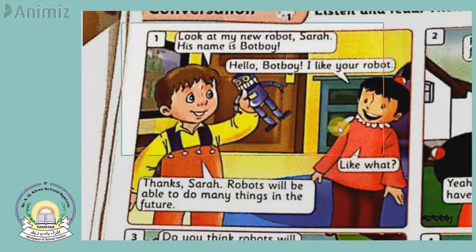So the name of the other character, this character, is Sarah. So he says to Sarah that he has got a new toy which is a robot and his name is Bot Boy. Do you know, students, what is a robot? A robot is basically a machine that is developed by human beings to perform certain tasks, to do some work. They don't have any emotions, they just function to perform specific tasks. So this robot, he's holding a robot, basically it's a machine which performs something.